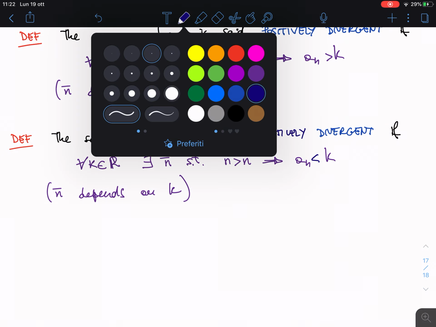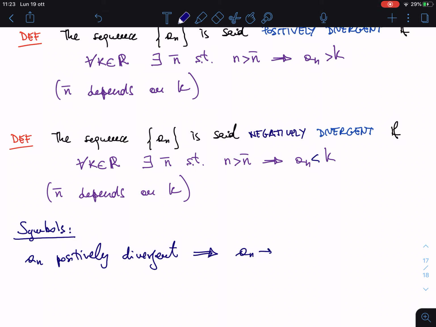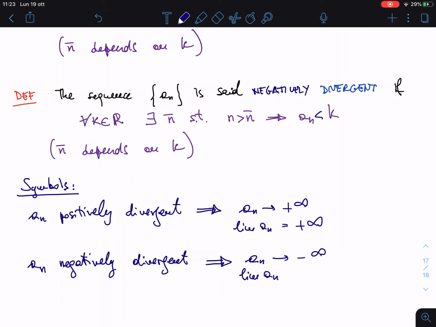So the symbols that we use: whenever a_n is positively divergent, then we write a_n goes to plus infinity, and also the limit of a_n is equal to plus infinity. And when vice versa a_n is negatively divergent, then we write a_n goes to minus infinity and limit of a_n equal to minus infinity.